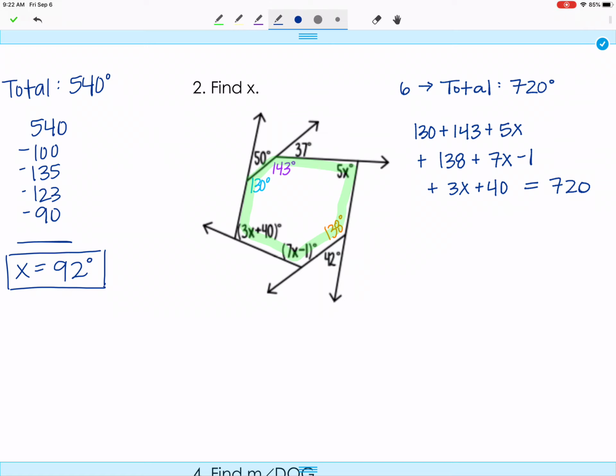All right, from there we just need to combine our like terms. So if we did 130 plus 143 plus 138 minus 1 plus 40, that's 441 plus 5x plus 7x plus 3x, that's 15x. And then from there, we're just solving the equation. So minus our 441, 279. Did I miss something somewhere?